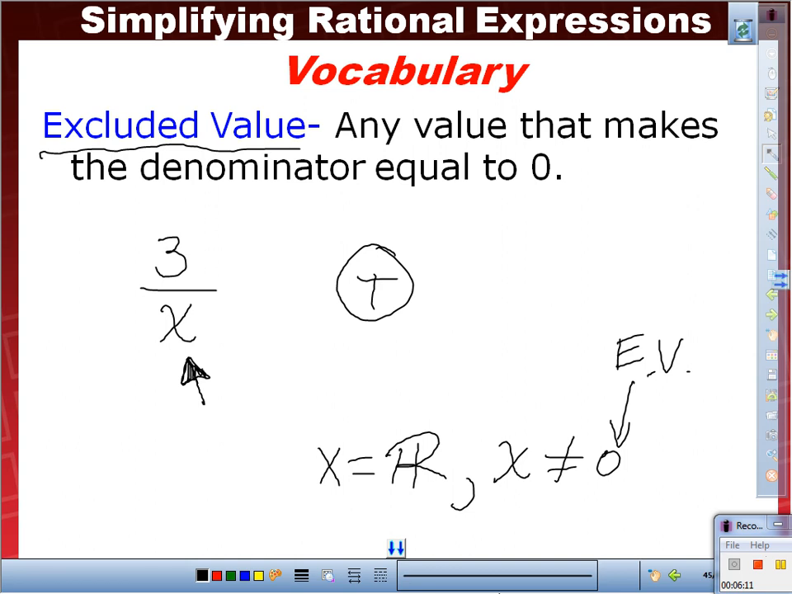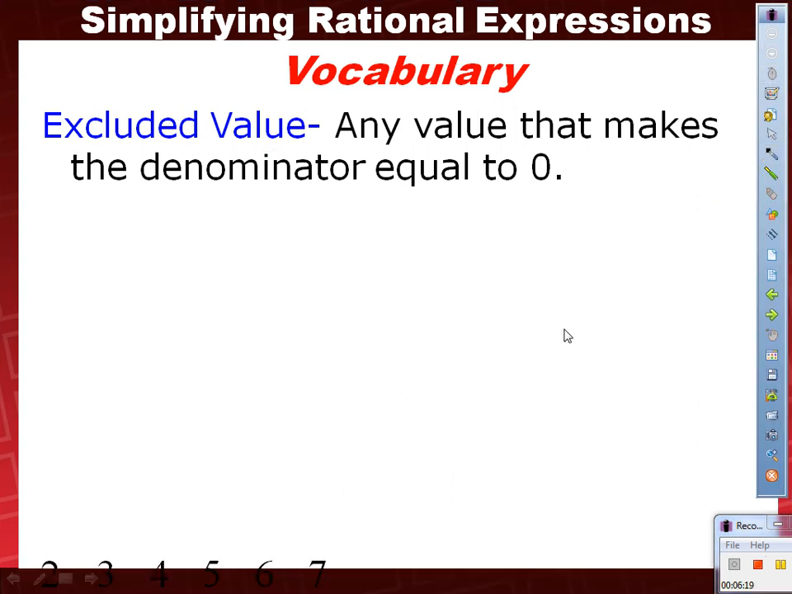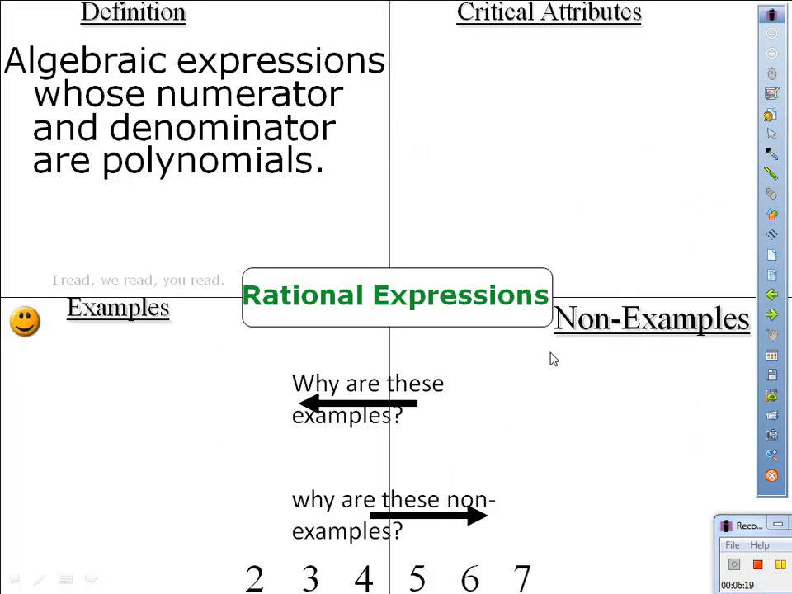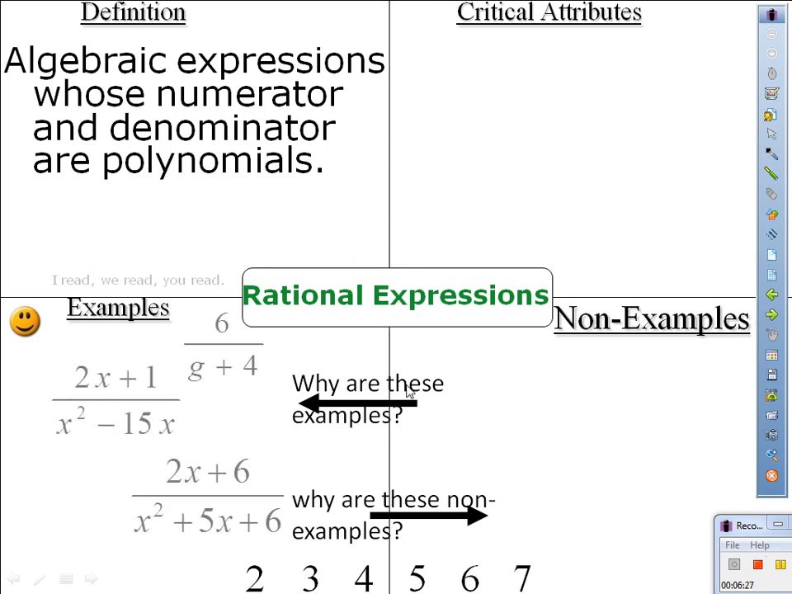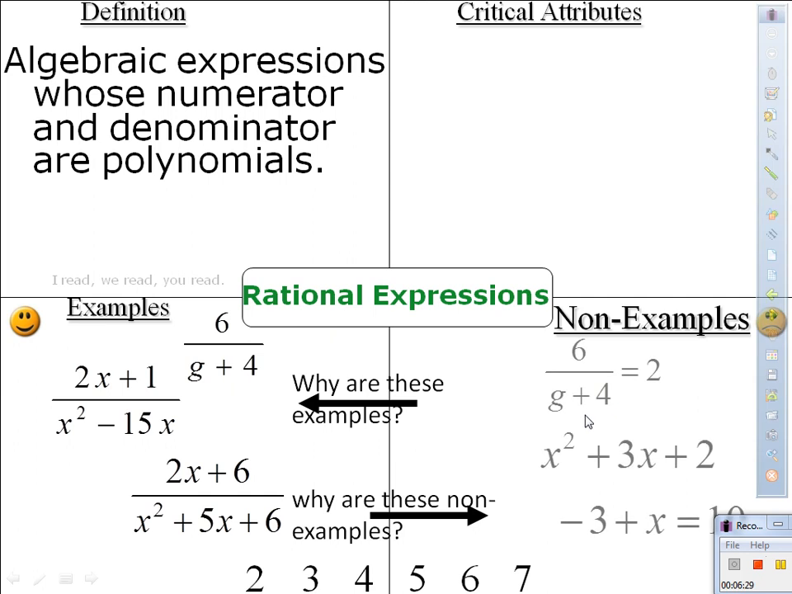Kind of, sort of, yes? All right, we're going to do some more practice in a little bit. I just wanted to show really quick what it's going to look like. All right. Rational expressions. It says, algebraic expressions whose numerator and denominator are polynomials. Examples and non-examples. Copy that, please.